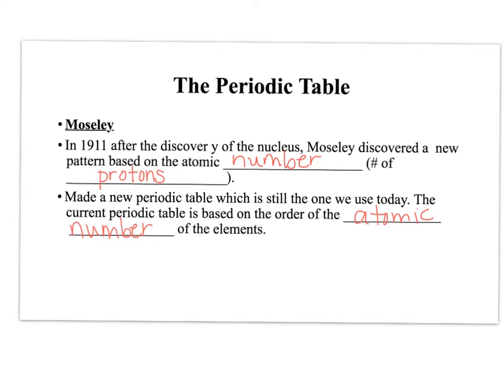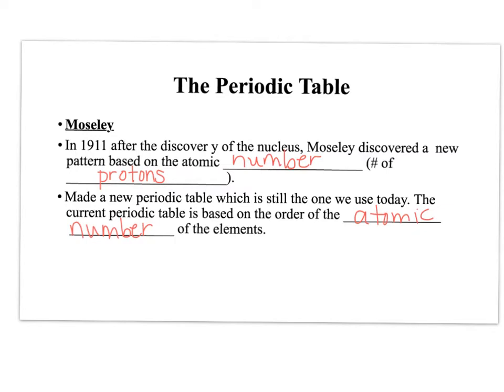So in 1911, after the discovery of the nucleus, Moseley, his name was Henry Moseley actually, discovered a new pattern based on the atomic number, which if you recall is the number of protons in the atom. And he noticed that when they were arranged by atomic number instead of atomic masses, the gaps or the things that didn't work in the original periodic table actually worked better. So the new periodic table, which is the one that we still use today, is arranged by atomic number instead of atomic masses. And that is a good test question.